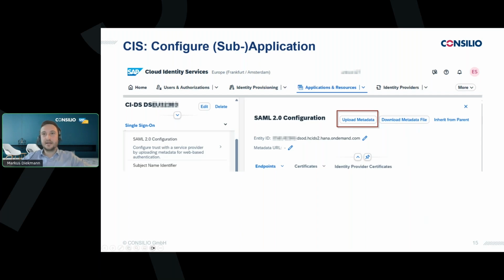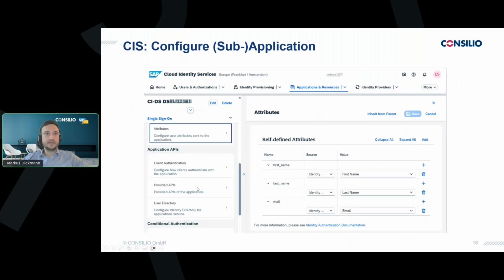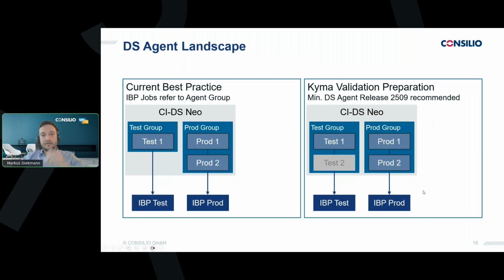And lastly, in your CIS, you have to configure the single sign-on attributes, and it should be your name, your last name, and your email address, like you have it in CIDS. And now we have created the trust between the two systems. And if we finish the second step, the copy of the Neo environment CIDS sandbox to the Kyma environment will be done.